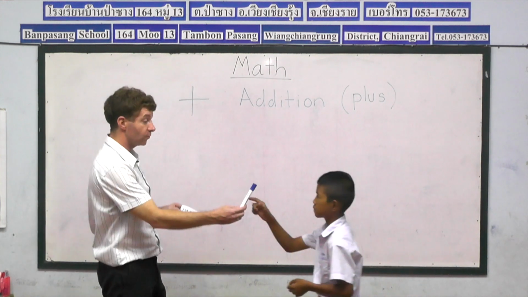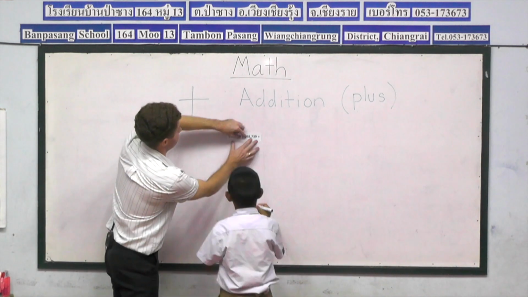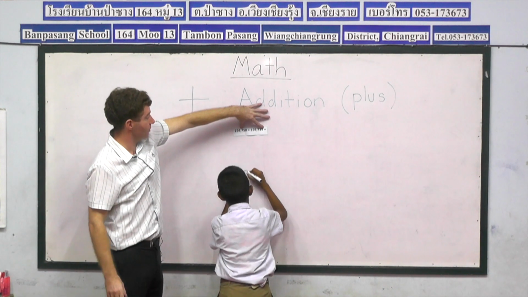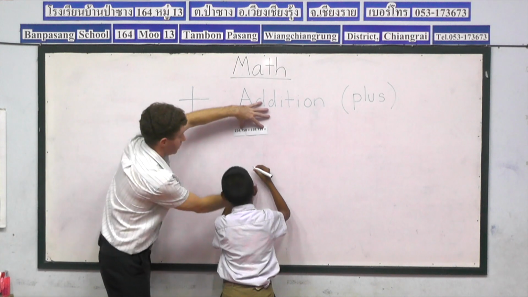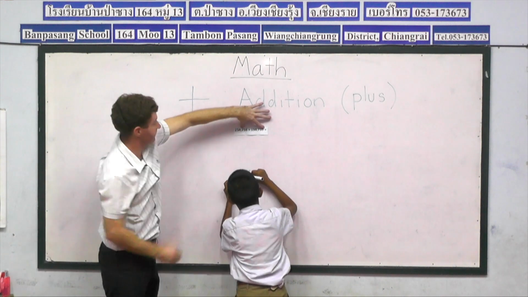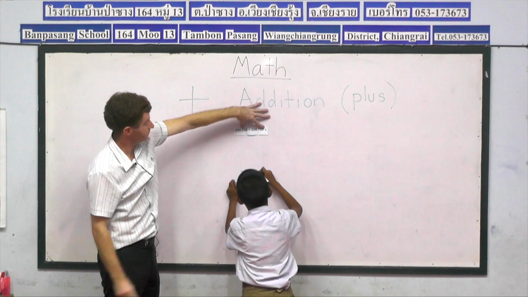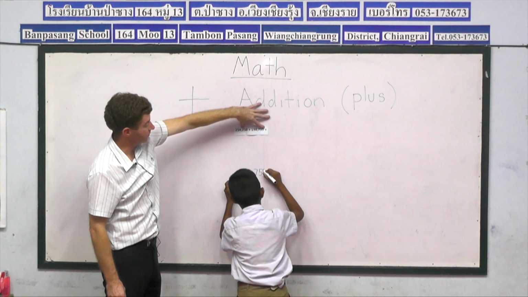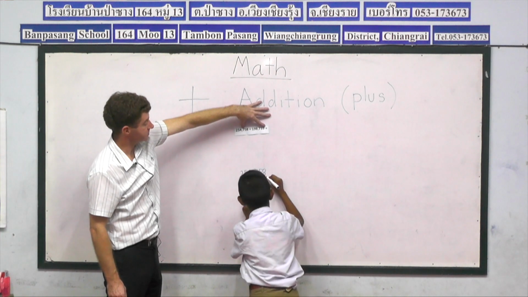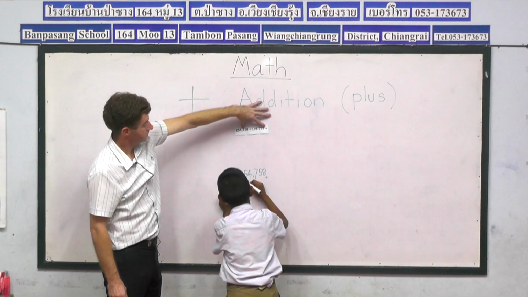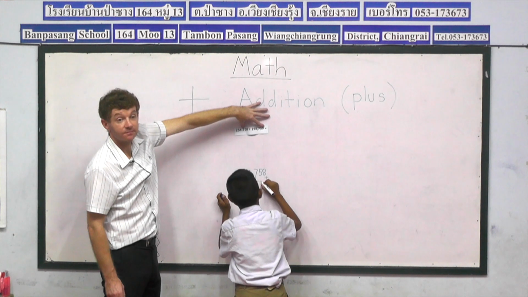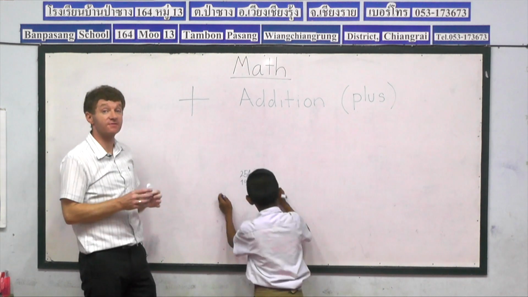So first thing to do, Pat, can you write your sum on the board? 254,000. No comma yet. We have 254,000. Comma. 700. Excellent, Pat. Well done. Plus 198,739. Excellent. So once again, we've got two six-digit numbers.